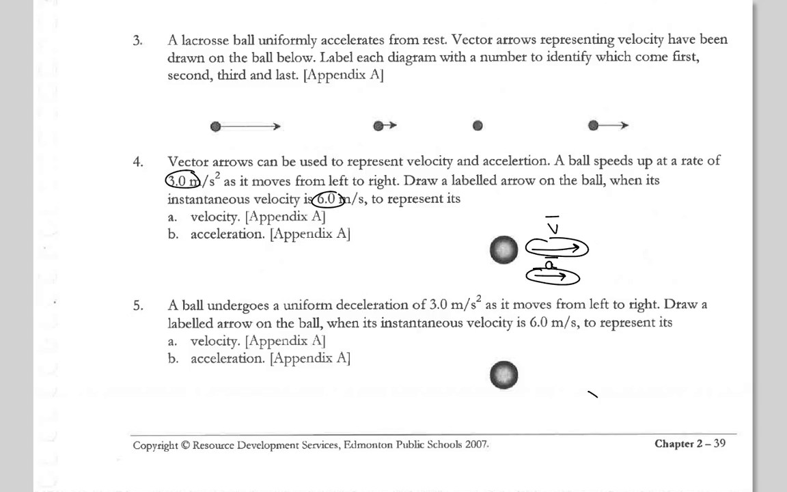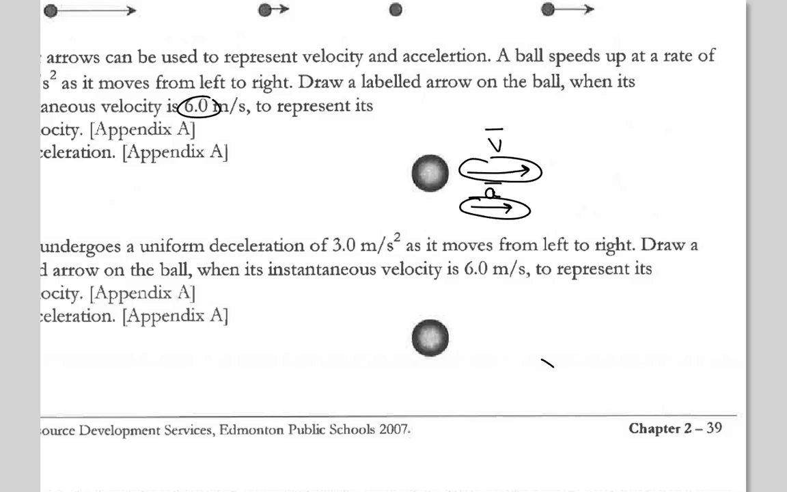Now if it's slowing down, this was on the quiz, you just have it in the opposite direction. This magnitude is 3, this magnitude is 6. So if that's 6, 3 would be half of that. Here's your acceleration, here's your velocity. And these other arrows are confusing, so let's get them out of there.